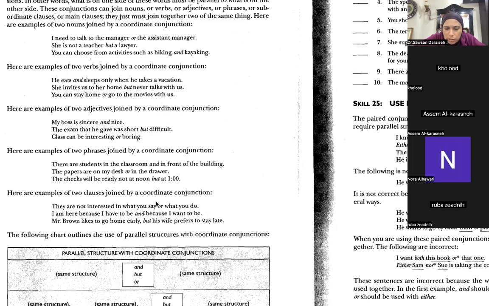This is one, this is another one. And, you know, between them, we have the conjunction or. I am here. Why am I here? Because I have to be and because I want to be.